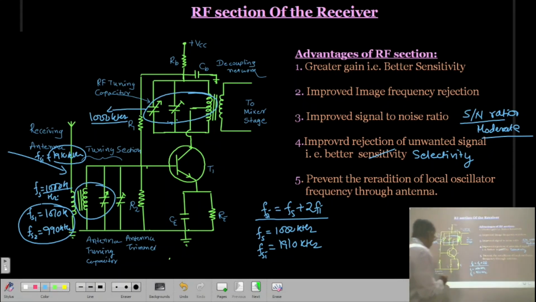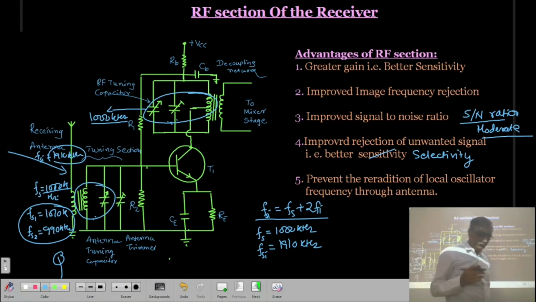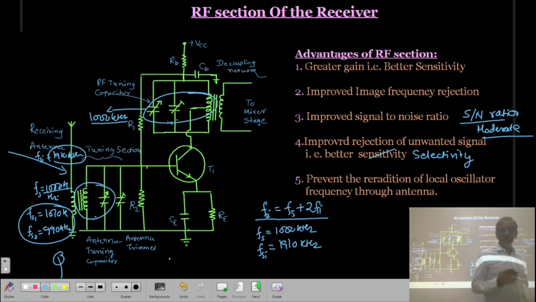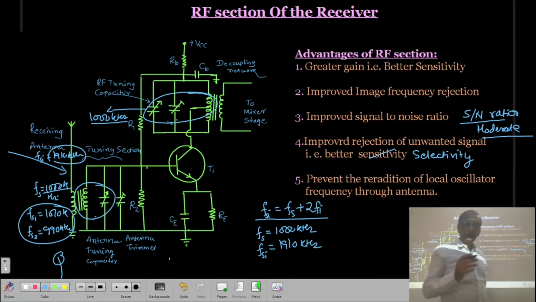And this depends on what? It depends on your tuning section. If you keep the quality factor of this tuning section very large, then the adjacent station will be automatically rejected, or you can say unwanted signal will be rejected. You can only listen to whatever station you have tuned.